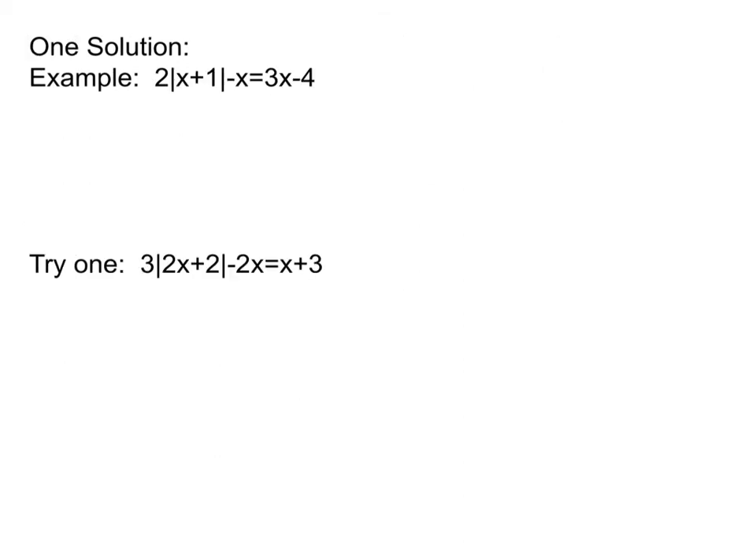Okay, let's see what it would look like if we ever get one solution. So let's see if we can put this together here. Let's simplify this a little first. Let's get everything but the absolute value on one side of the equation. So let's add x to both sides here. We'd get 2 times the absolute value of x plus 1 is equal to 4x minus 4.